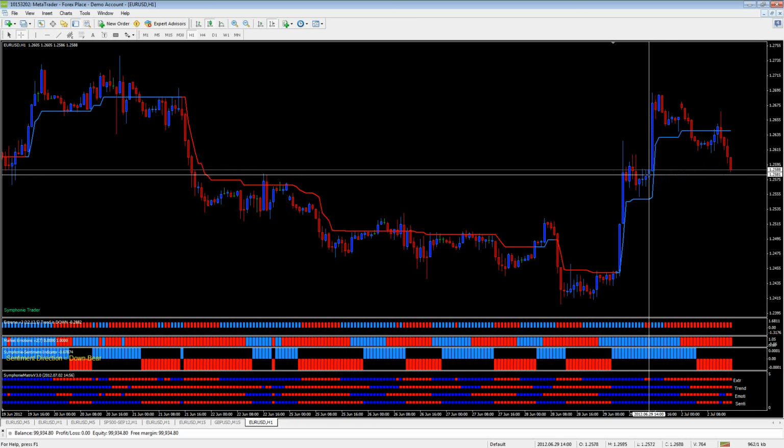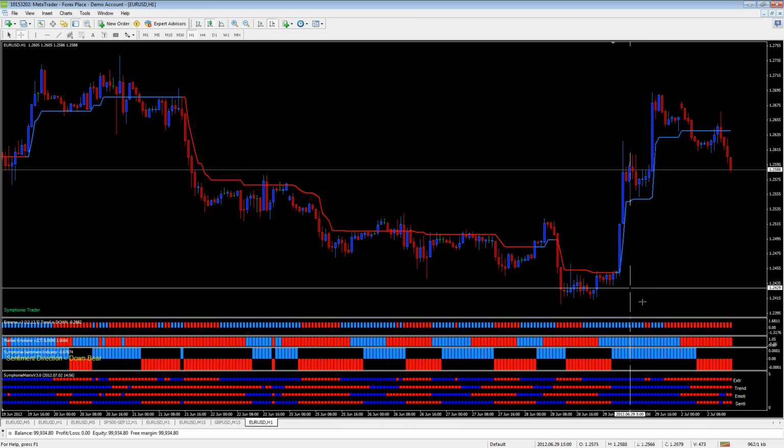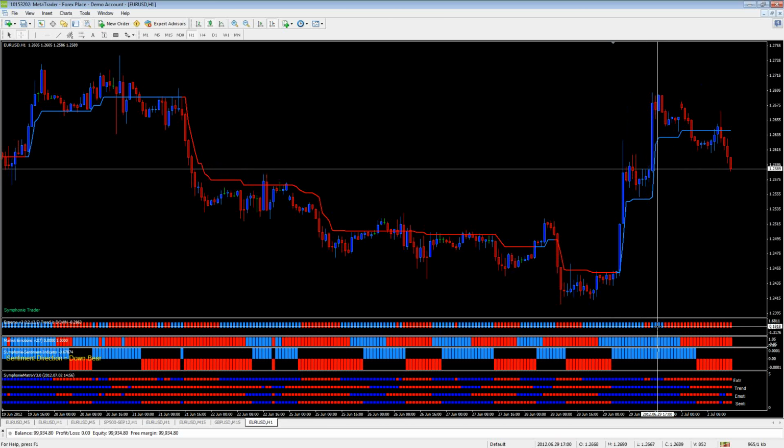So again, look for these reversal points, or changes in color in the extreme indicator, along with support or resistance near the trend line.